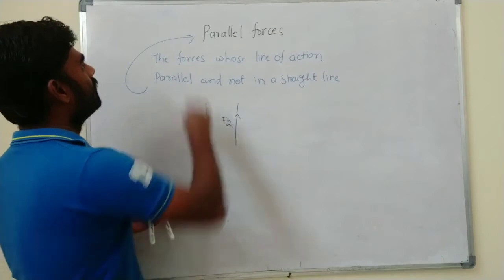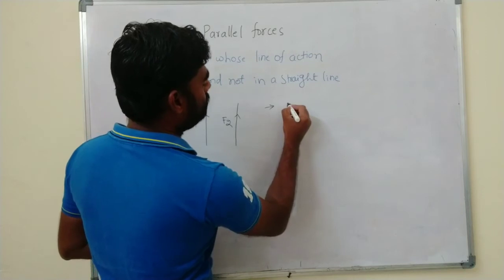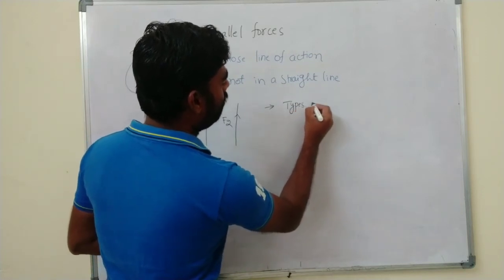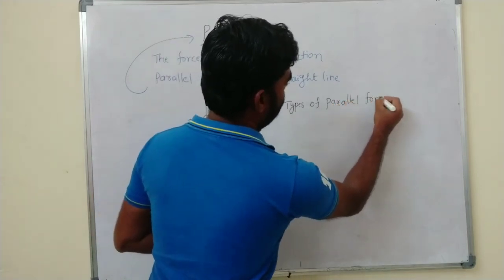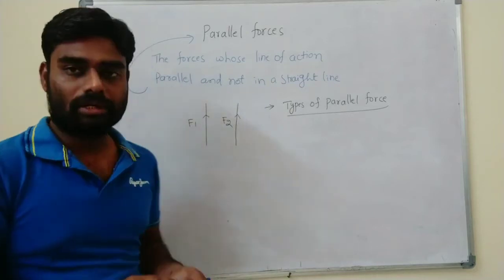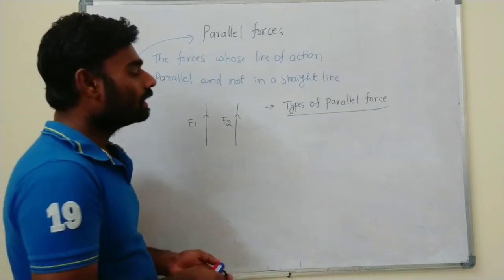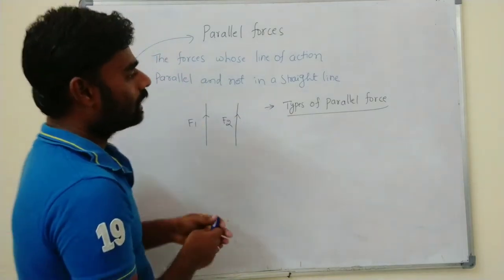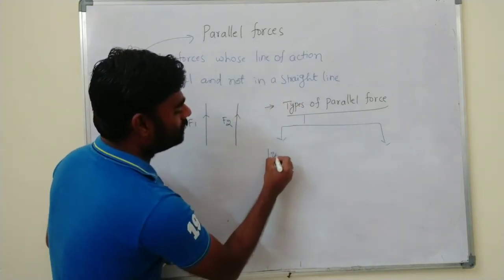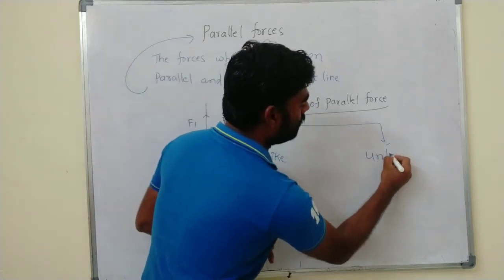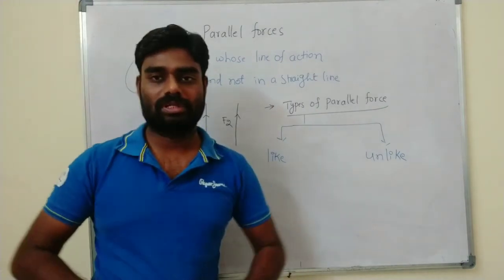Okay, the next one is types of parallel forces. In this case they are divided into two types. First one is like parallel forces, second one is unlike parallel forces. What is the first one? Like parallel forces. Second one is unlike parallel forces. Okay, like and unlike. So what is the meaning of like parallel forces?